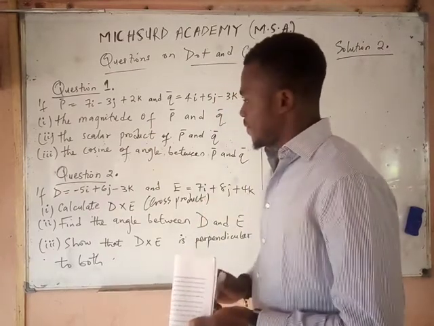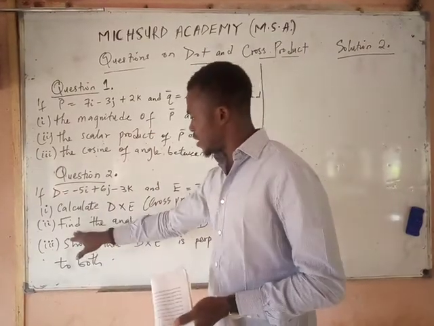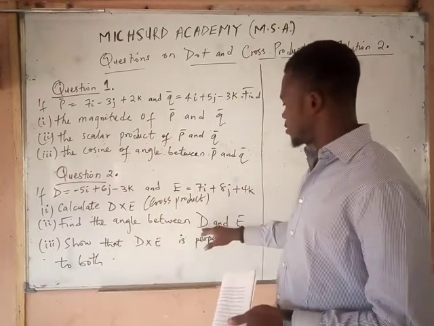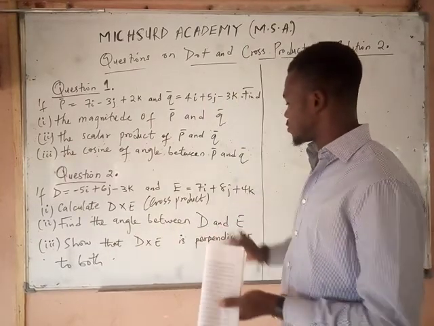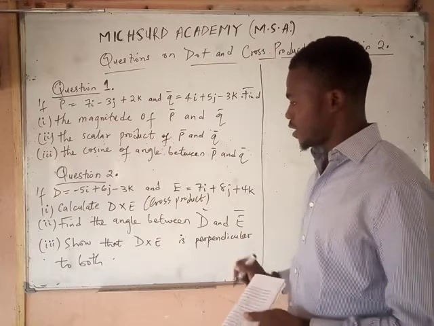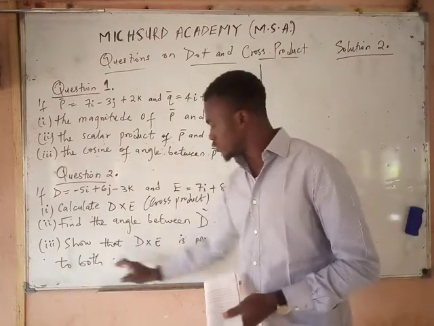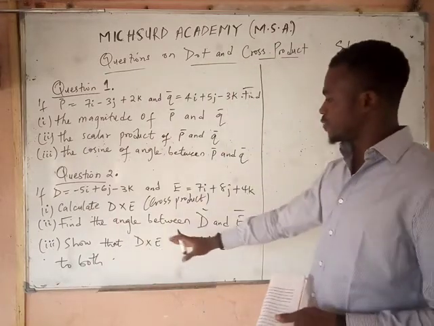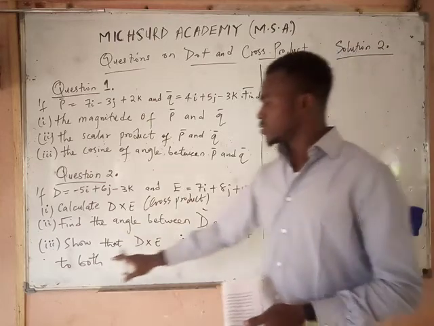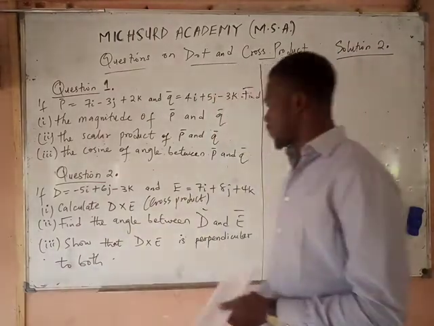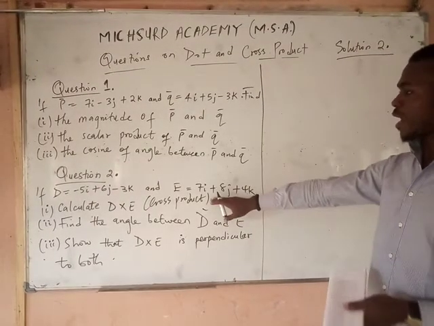Okay? Then we are asked to find the angle between D and E. So these two vectors, find the angle between them, and also show that the cross product of D and E is perpendicular to both. Okay, so let's start with the first one, I.